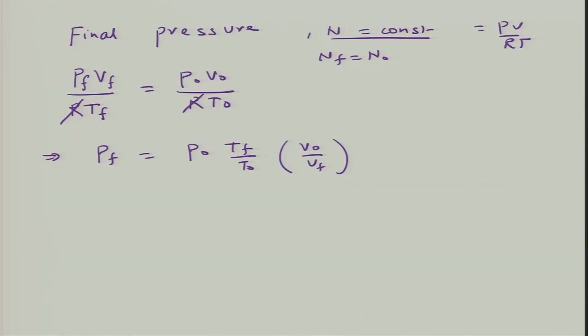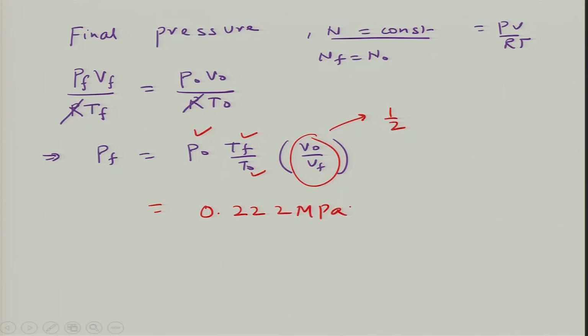So that's a system which basically has a non-rigid boundary and it can expand, and if that is the case we can consider V0 by Vf to be 1 by 2, and TF we know, T0 we know, P0 we know. So if you plug in these values which are available from the question, it comes out to be 2.2 megapascals. This is something which you can try to solve at home.